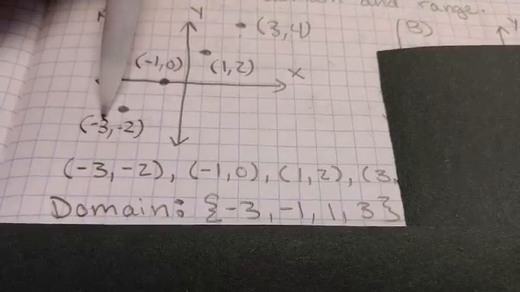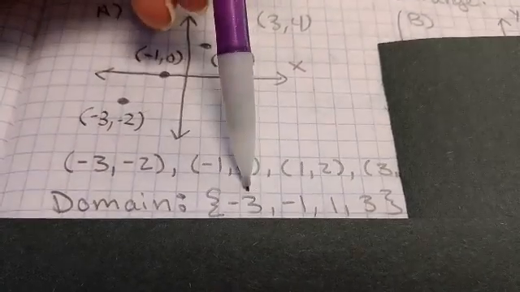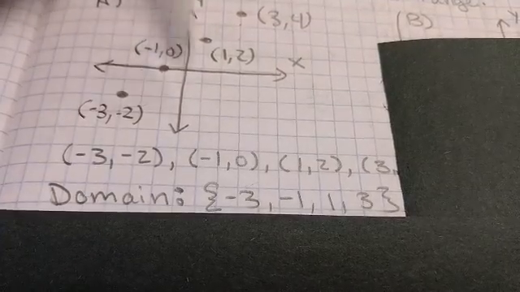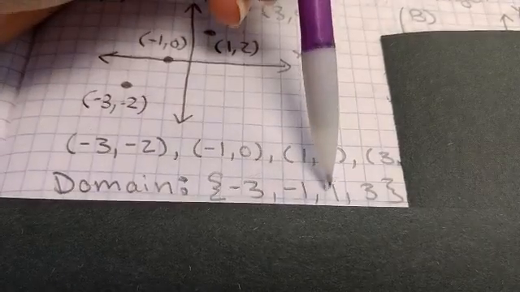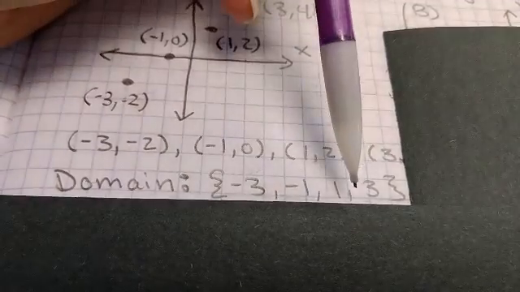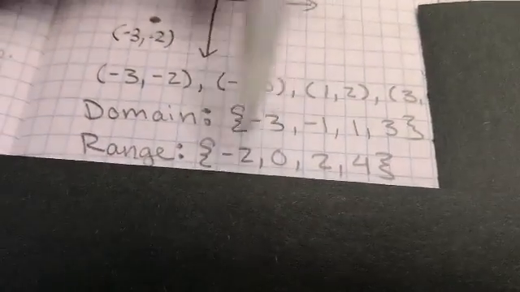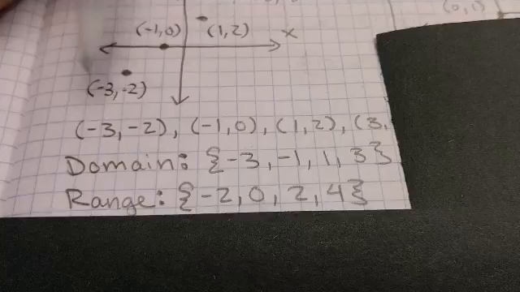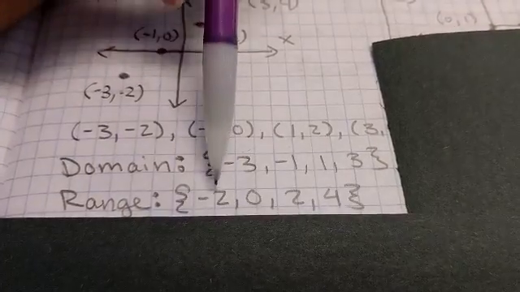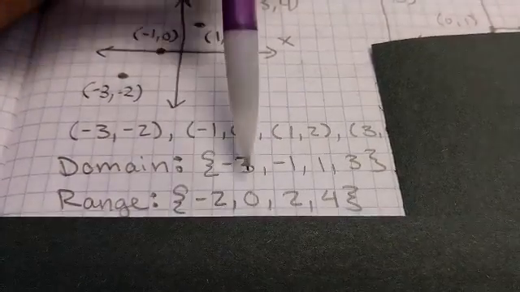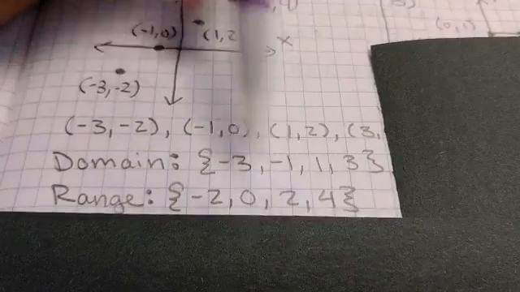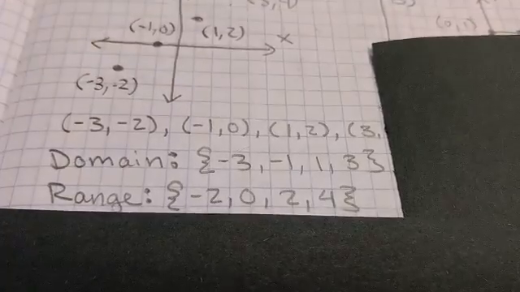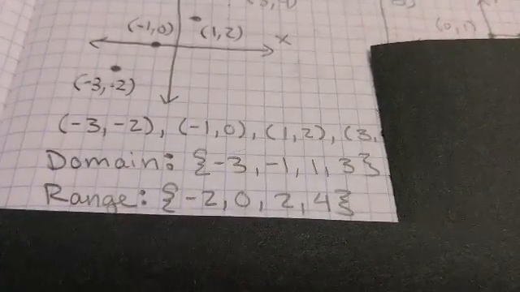My first x value is -3, so I wrote down -3. Then I have -1, so I wrote -1. I have 1, so I wrote 1, and then I have 3, and I wrote 3 and closed my brackets. For my y values, or my range, my first y value is -2, then I have 0, 2, and 4. So here is the domain and the range for this function.